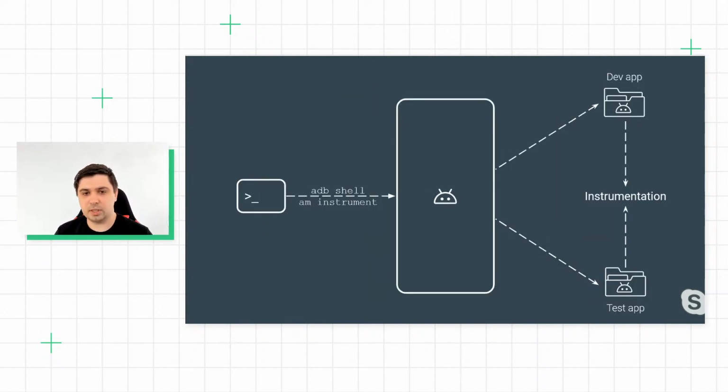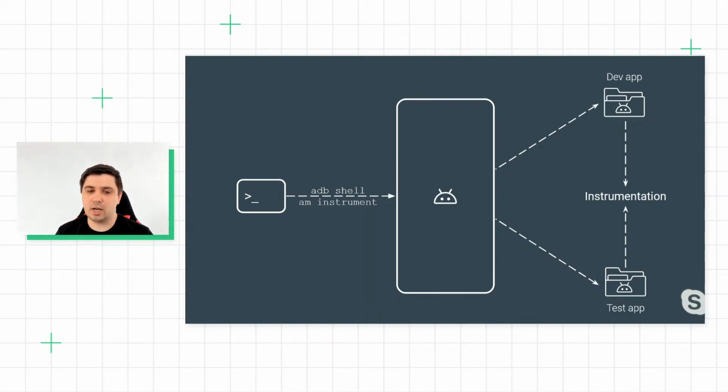So when we run our test case from Android Studio or use a Gradle command, under the hood, Android Debug Bridge will be executed, and two applications will be installed on the device. It's our developing application and the test application. When we have both applications on the device, they interact based on the instrumentation API which is available in the operating system. In this way, the test application can test the developing application.